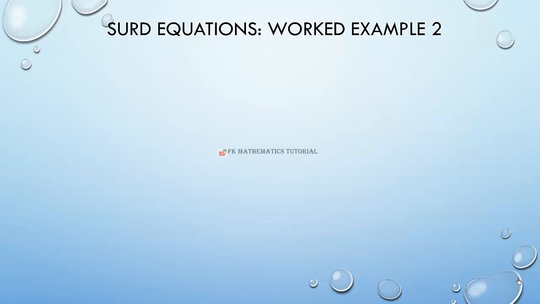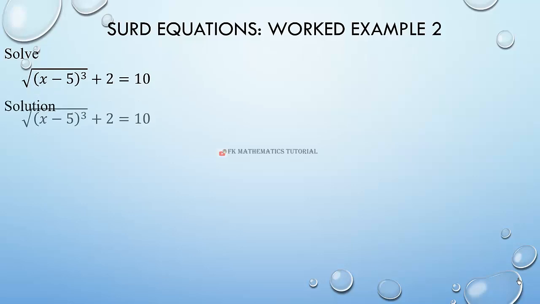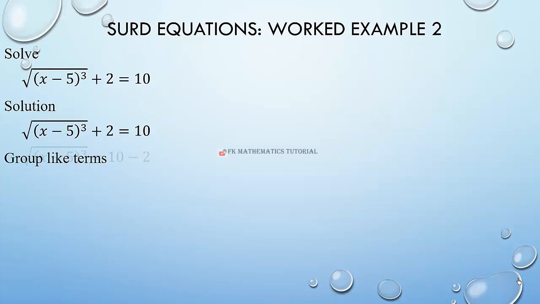Now let's take another example. So the equation is square root of x minus 5 cubed plus 2 is equal to 10. With this example, we first have to group like terms. So when we group like terms, we get 8 on the right hand side.